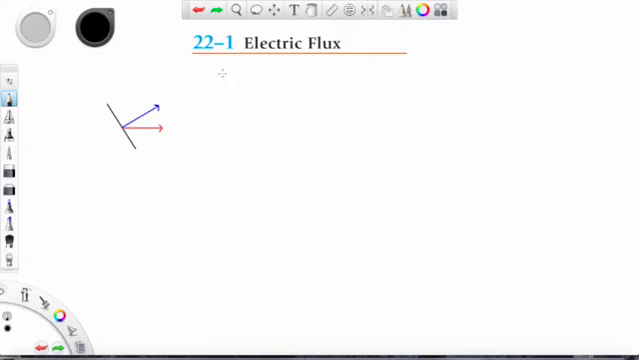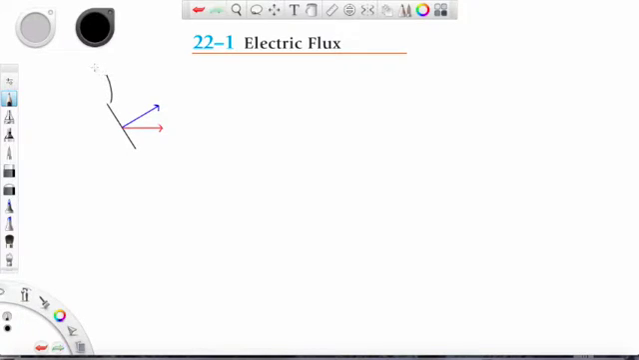Welcome back. We'll continue our study of electric fields by talking about electric flux. Electric flux, in short, means how much electric field is passing through some given area.